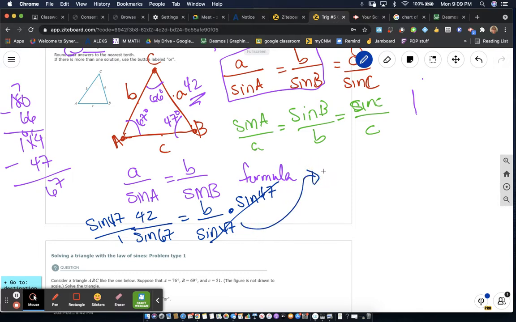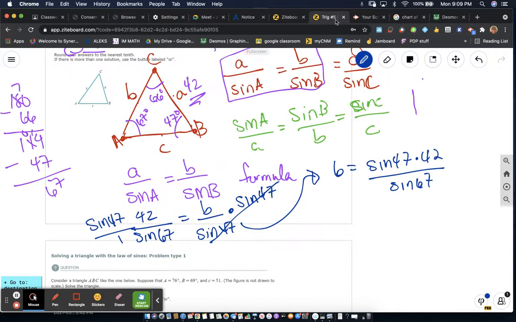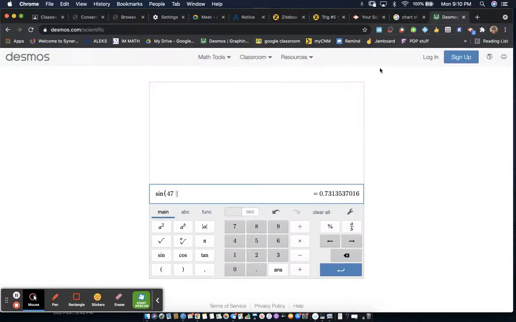Sorry, I'm going to have to go over here. B is equal to sine 47 times 42 divided by sine 67. So I'm going to do 42 times sine 47. Okay, so all clear. Sine 47, is that what that said? Sorry, guys. Back and forth. Sine 47 times 42. It doesn't matter which one I put first. Okay, but I do need to close my parentheses.